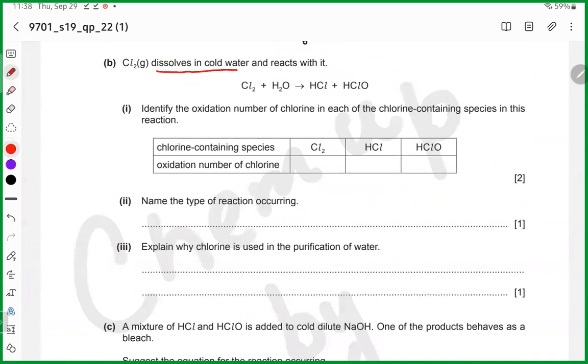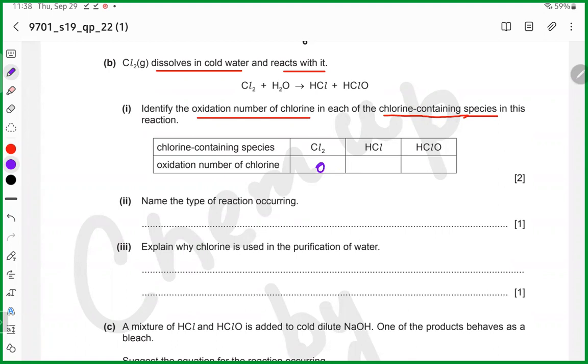Chlorine dissolves in cold water and reacts with it. Here we have an equation. Identify the oxidation numbers of chlorine in each of the chlorine containing species in this reaction. So the first one is the element, and the element has no charge or no oxidation number. So here I will write 0.